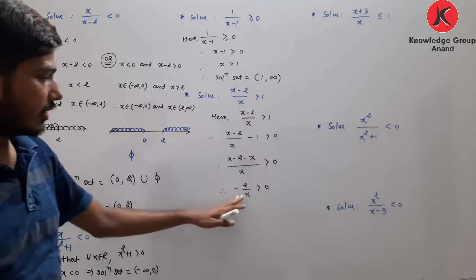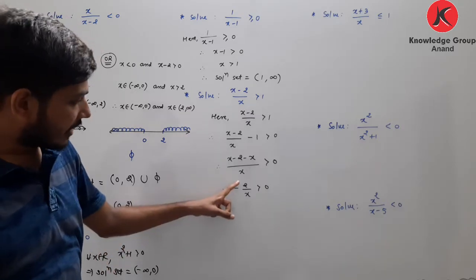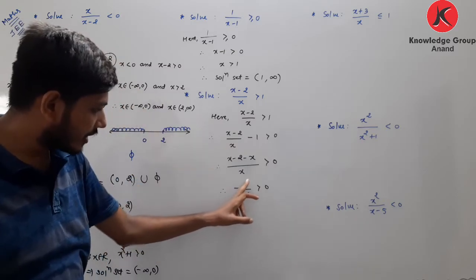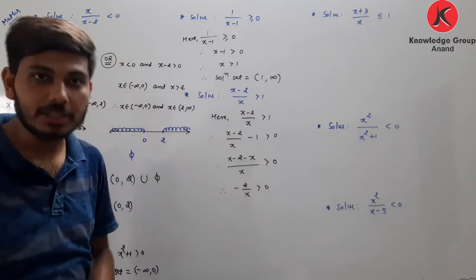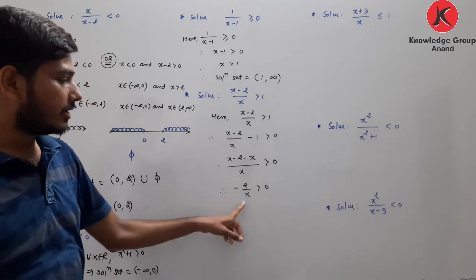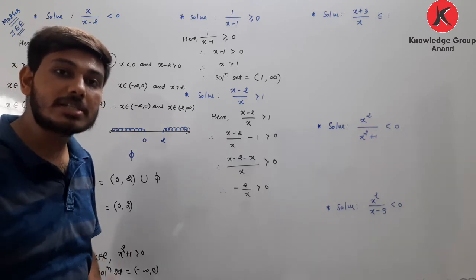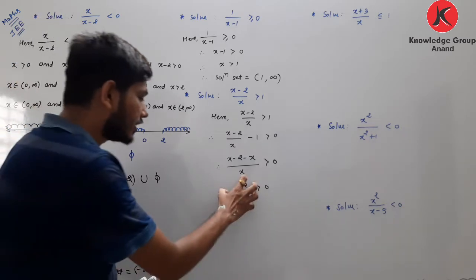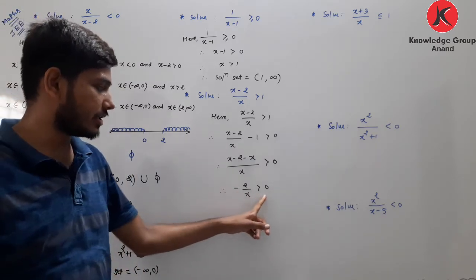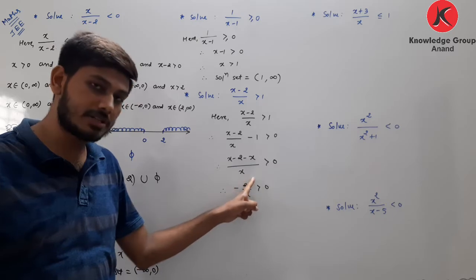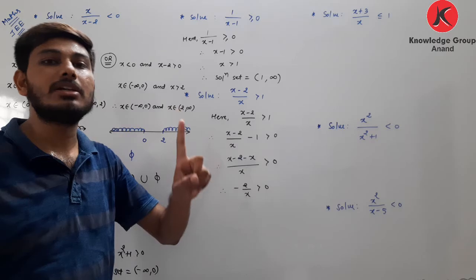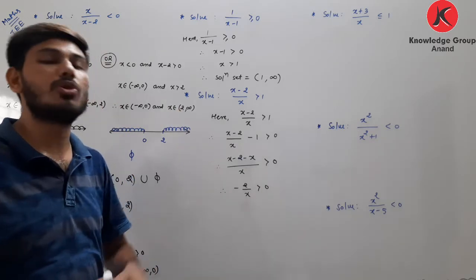Now see, the logic is here. The ratio minus 2 upon x is positive. Here it is clear that the numerator is negative, and the denominator must be negative for getting this ratio positive.